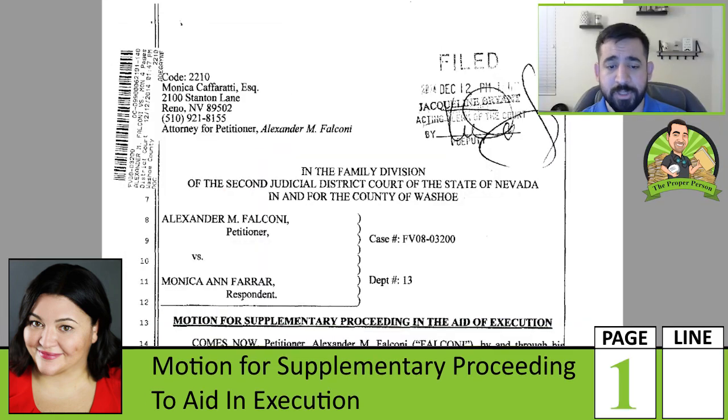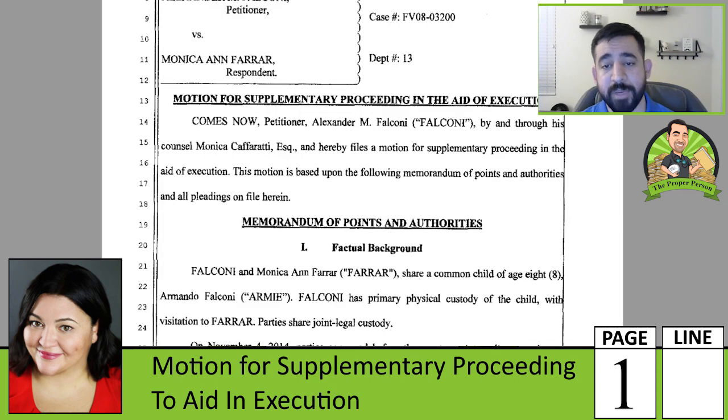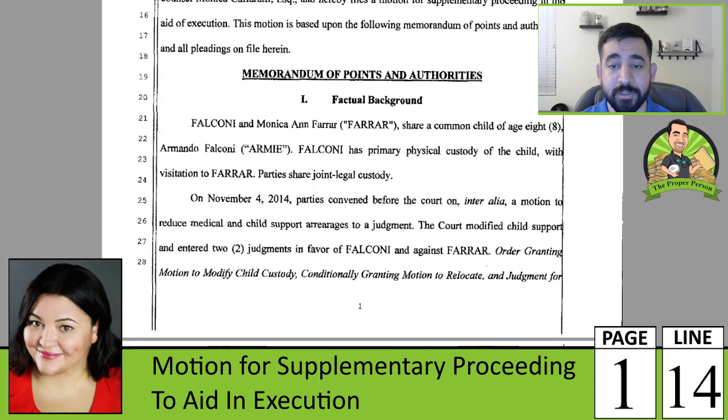Here we have my motion for supplementary proceeding in the aid of execution. I am appearing before the court through and by my attorney and filing this motion for supplementary proceeding. This is going to be a pretty short motion, I imagine. These aren't really very detailed documents. Are not, I should say, lengthy. There are quite a few details in it.